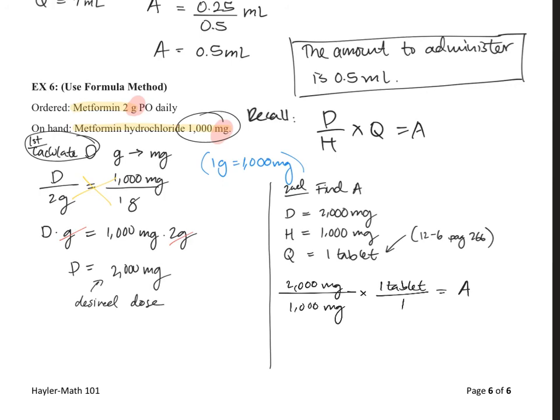Alright, let's see what cancels here. Milligrams cancel out. And in fact, we can cancel all these zeros. So we're just going to be left with 2 times 1 tablet equals A. So 2 tablets. Which means the amount to administer is 2 tablets. Wow, we seem to get 2 tablets a lot.